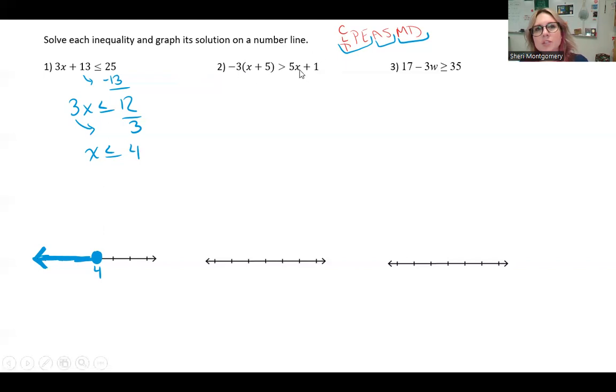The next problem that we do, first thing that we have to take care of is these parentheses. So to take care of the parentheses, I'm going to have to distribute. And for those of you that didn't listen to the video notes, I'm kind of reviewing some of the stuff that we did on the video for solving. So if I distribute, negative 3x and then minus 15. I didn't do anything to the other side, so it all stays the same.